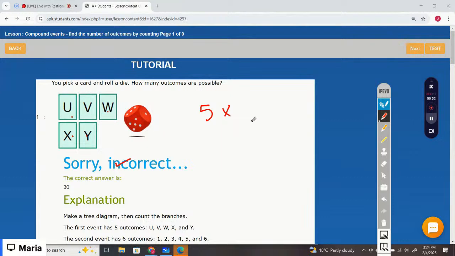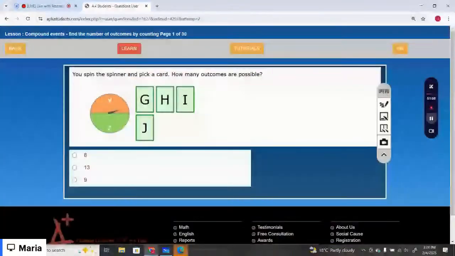And for the dice, you have six outcomes. You need to calculate the total outcomes. So you have to do 5 times 6, that is 30. Multiply the outcome of one event by the outcome of the second event, right?